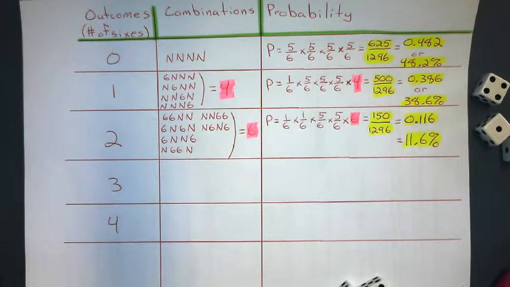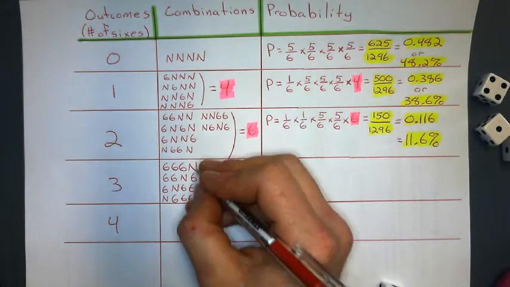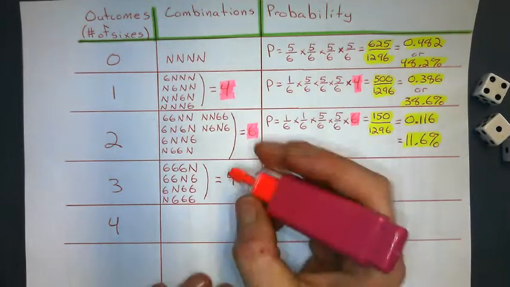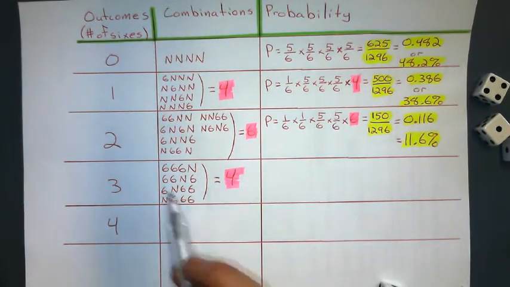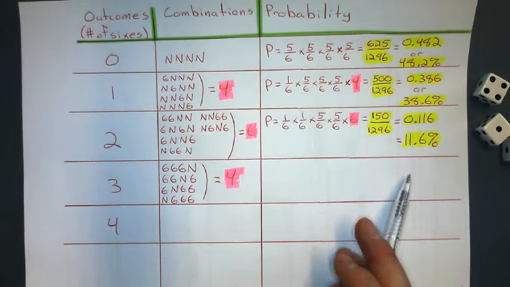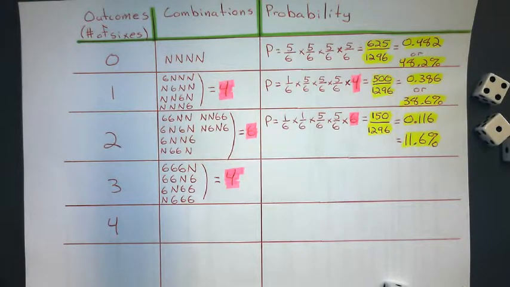Same with 3. How many outcomes? Let's put them down. Four different ways of getting 3 sixes with 4 dice. So you get the idea from now. Probability times number of combinations gives me my total probability for 3 sixes.